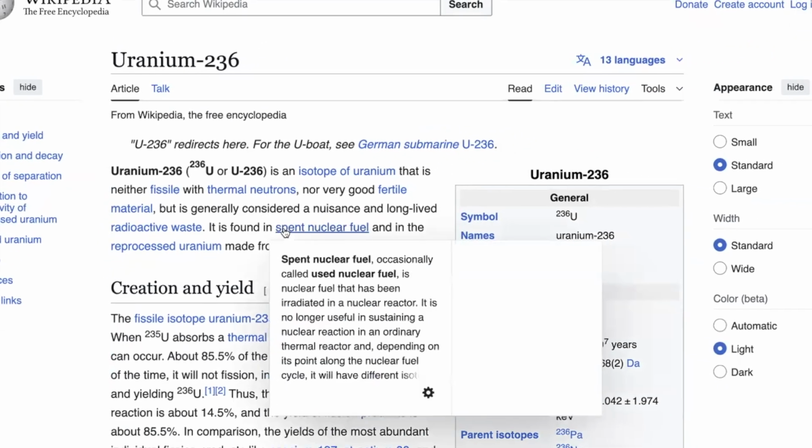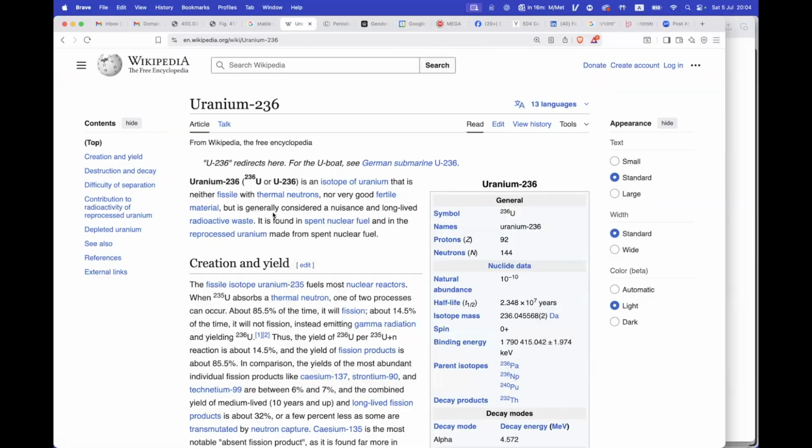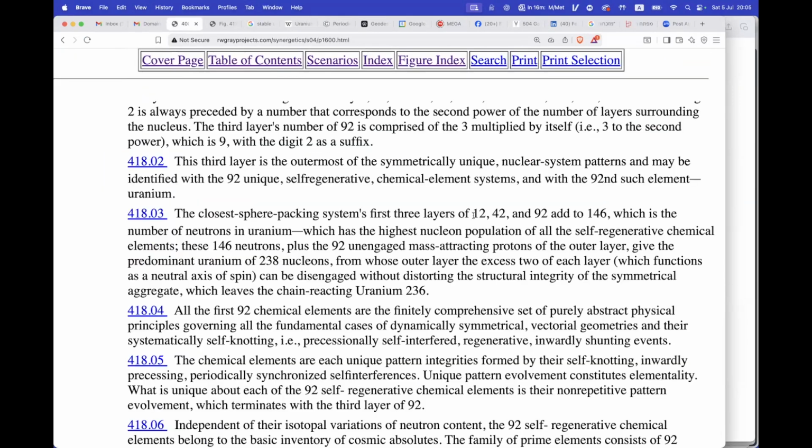And long-lived is found in spent nuclear fuel. So I guess it's a little more stable. He has added up the 3 spheres, and I'm smiling because I wouldn't have thought to do that. And that adds up to 146, which is what gets you to the 238. So number 92 is really the number of protons, and then you've got 146 neutrons.